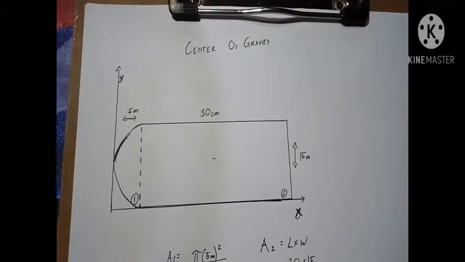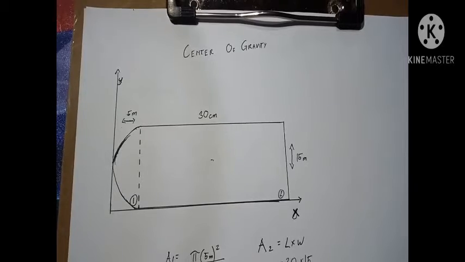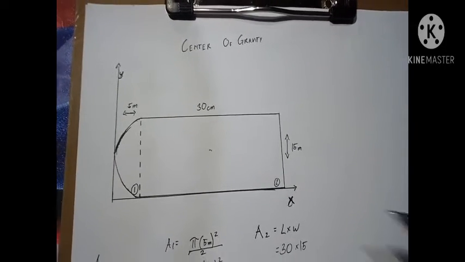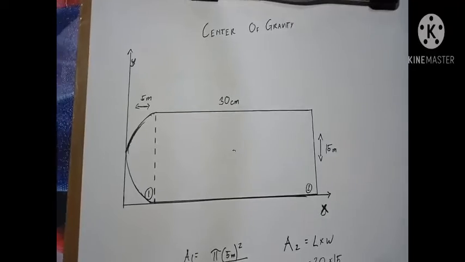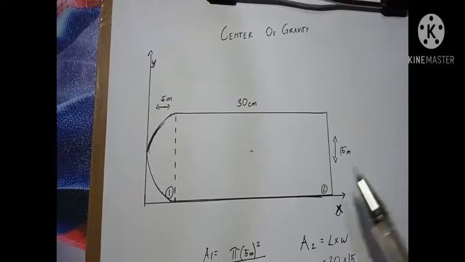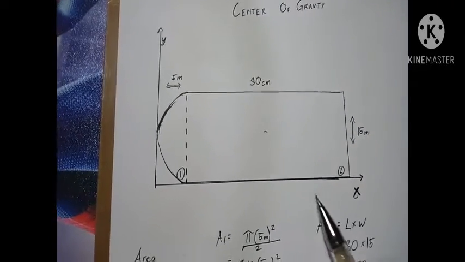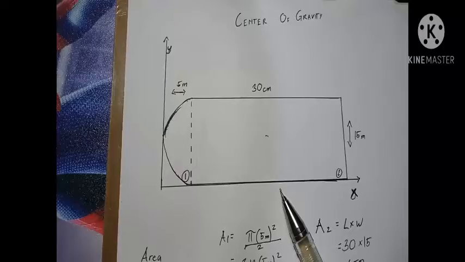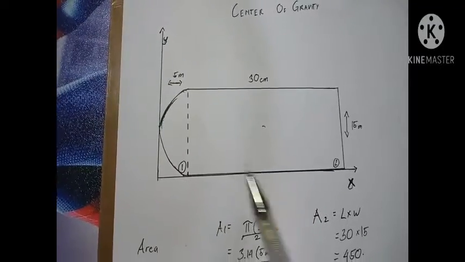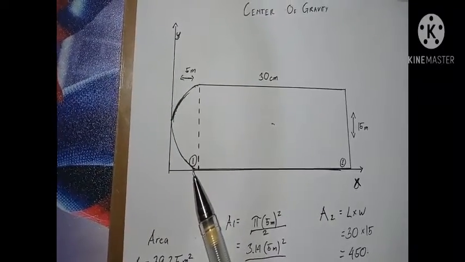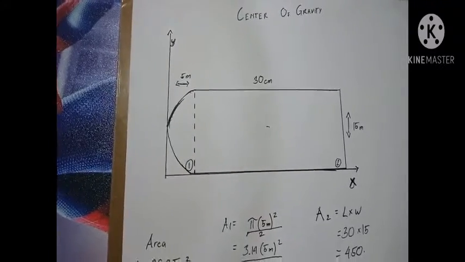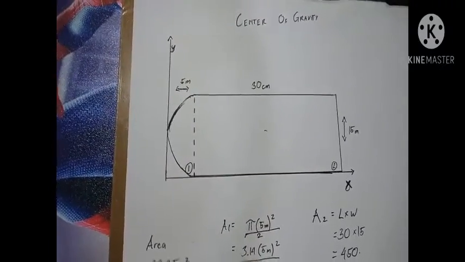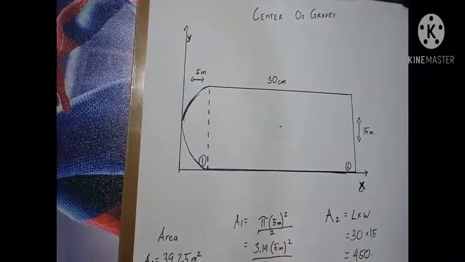So here today our topic is center of gravity or centroid. Here we can find our figure which we are about to solve. So first we have to determine what shapes are found in this figure. In this figure we can see the semicircle and the rectangle. So first we have to solve this figure.